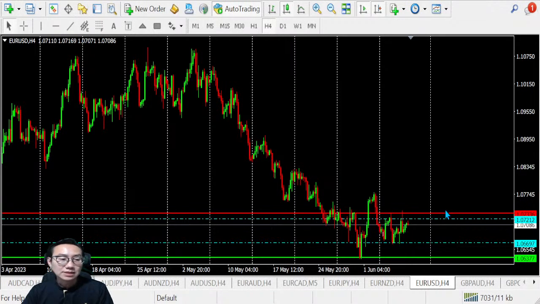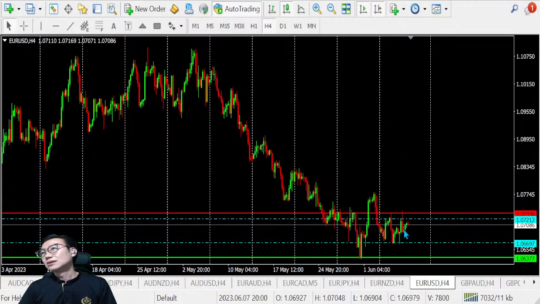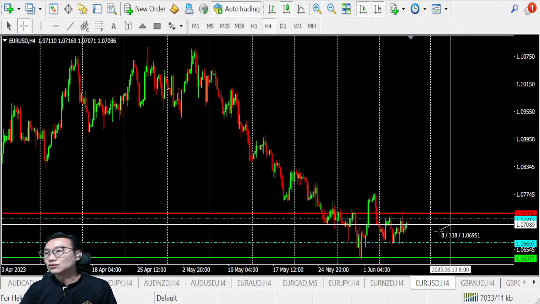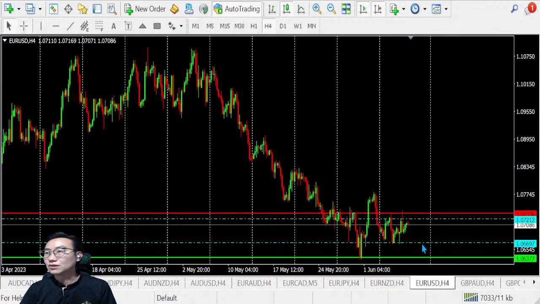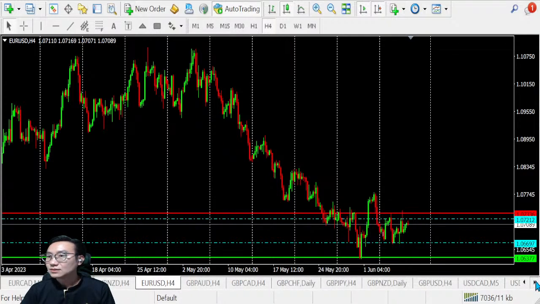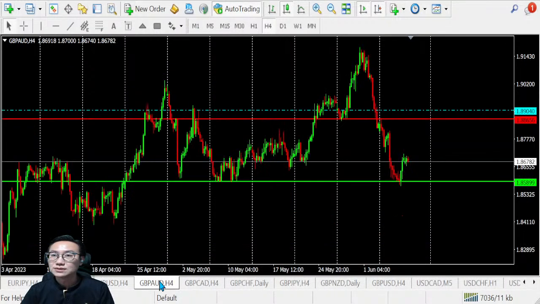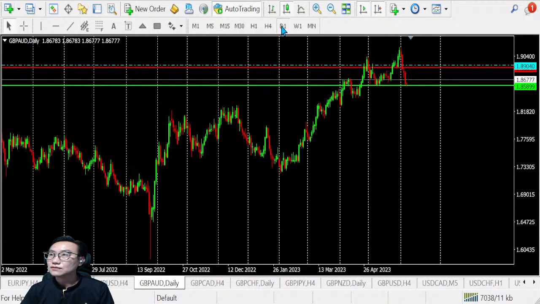So at the moment, by looking into this, okay, there may be a good chance for the euro dollar to sell down for about 40 pips. So I will say that today, okay, we can take a look for the euro dollar. Okay, so let's see, what do I have here for the pound Aussie? Well, pound Aussie over here. Yes, pound Aussie, well, we can take a look.